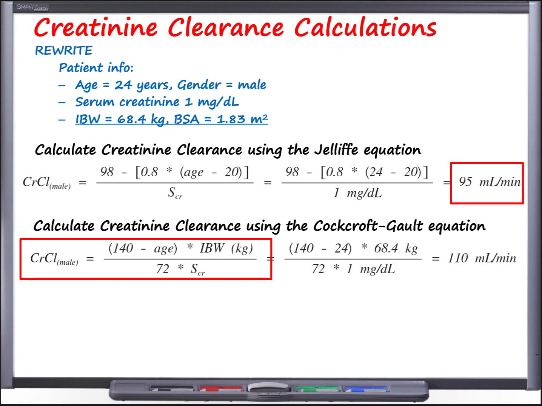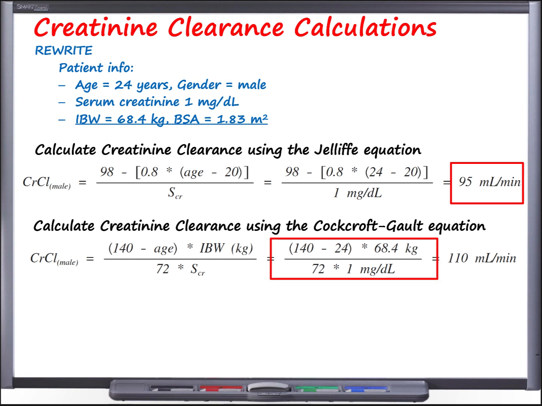It's 140 minus the patient's age, times, in this case, the ideal body weight, then divided by the number 72 times the serum creatinine. So if we look at the patient-specific values, it would be 140 minus the patient's age of 24, times the ideal body weight that we calculated at 68.4 kilograms, and then divide that by 72 times the patient's serum creatinine of 1 milligram per deciliter. If you do all that math correctly, you should get 110 milliliters per minute.